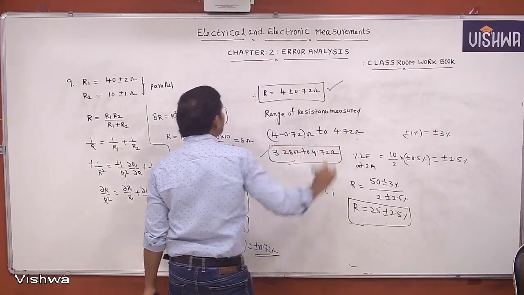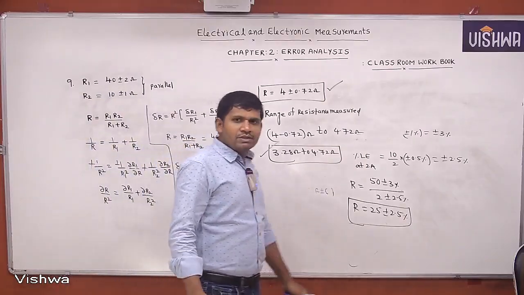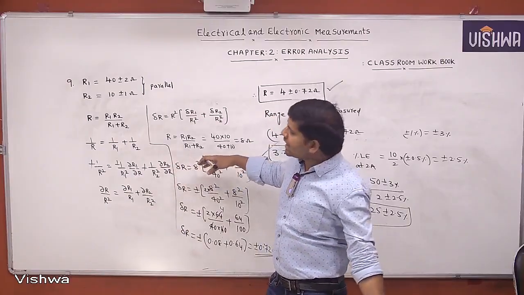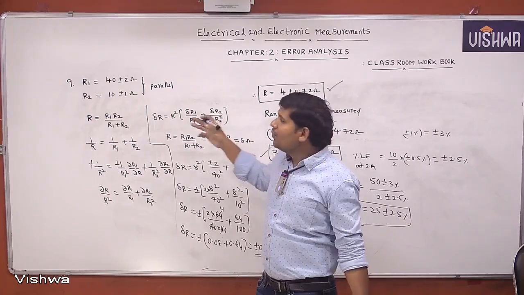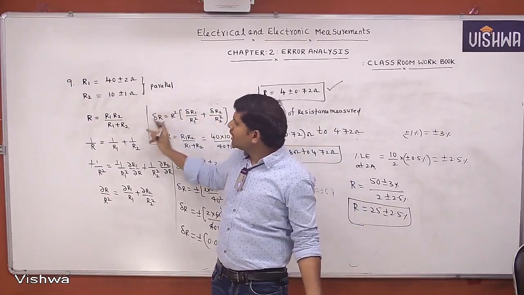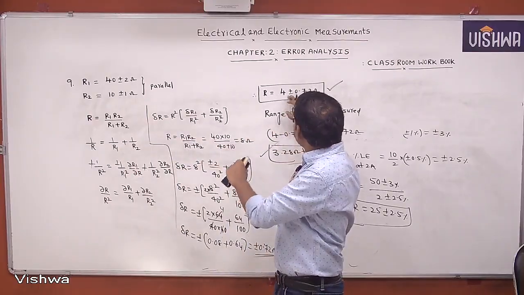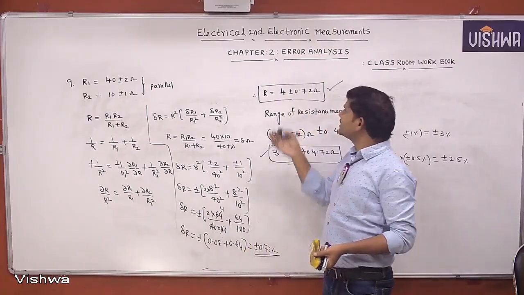Clear? Okay, this is question number 9. Concentrate, quickly note down. If it is given as parallel, then we can solve like this. If any number of resistances are given, you do 1 by R1 plus 1 by R2 plus 1 by R3 like this. If the problem is given in percentage, you convert into absolute. Then you substitute like this. Again, if you want the answer, you convert into percentage form.